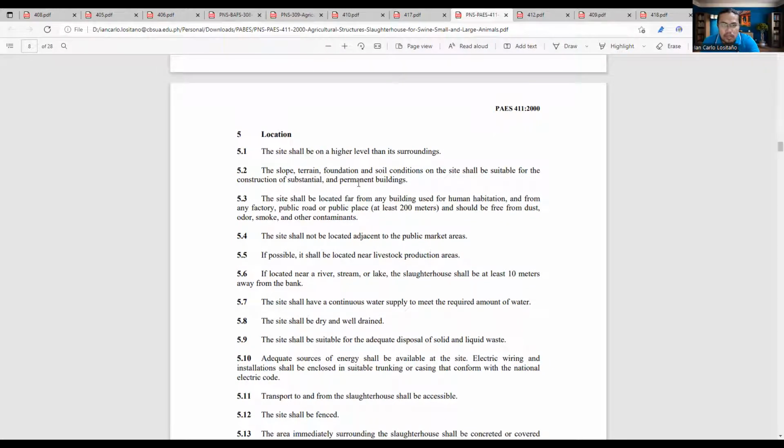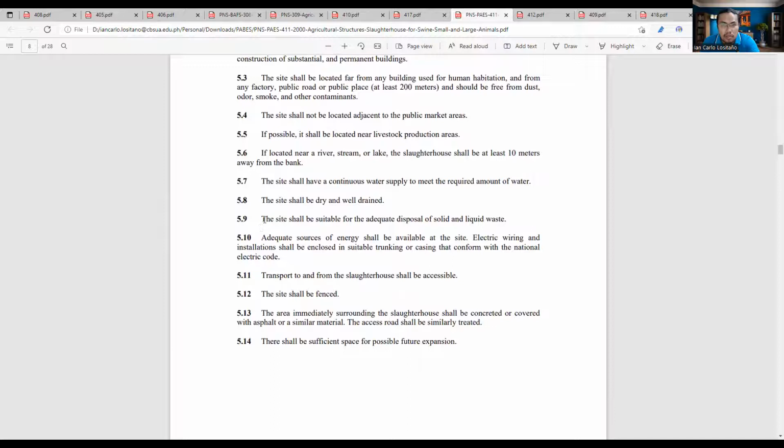The slope, terrain, foundation, and soil condition on the site shall be suitable for the construction of substantial and permanent buildings. The site should be located far from any building used for human habitation and from any factory, public road, or public place, and should be free from dust, odor, smoke, and other contaminants, because this is a food grade facility, right?